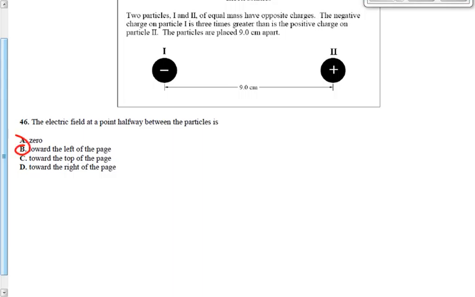Most people said B here. It is B towards the left of the page. Why? Well, if we look at point X, midway in between, the field caused by number 1 is going to be toward the negative. The field caused by number 2 is going to be away from the positive. And when we add those up, we don't know what the values are, but when we add those up, we're going to get a value that's to the left. Whatever its value is, it's going to be to the left. Does that make sense?